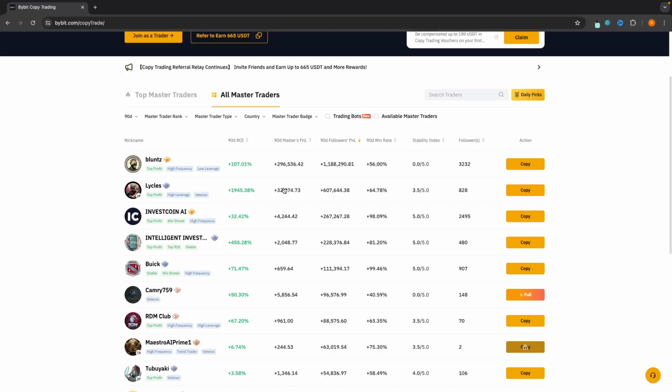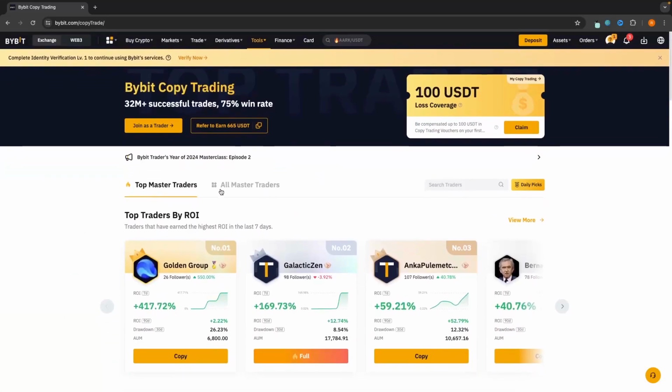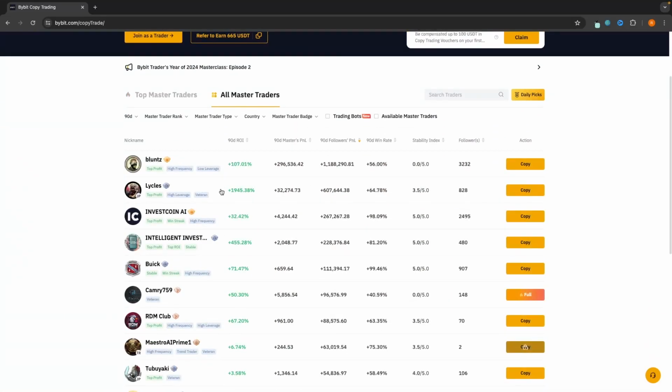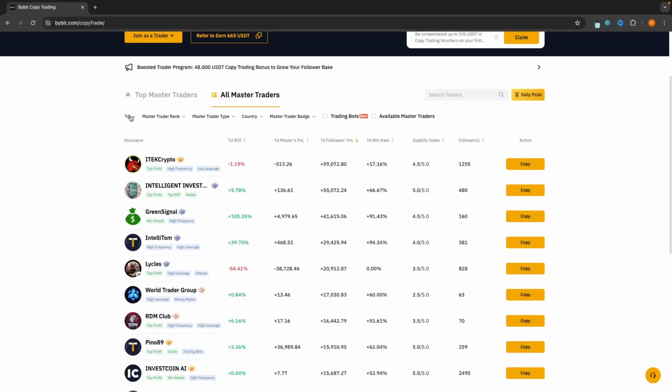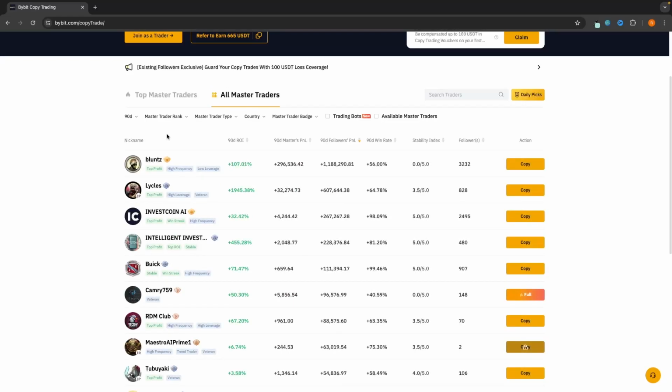The reason for this is because we can set our own filters. In here, we can just see who is performing the best for certain areas. But in the all master traders section, we can set our own parameters for the exact traders that we want to trade off. By default, this will be 7 days. I always set this to 90 because I really don't care how somebody has performed over the past week. I want a longer term scope on this, and I want to see, has this trader been profitable over the last 90 days?